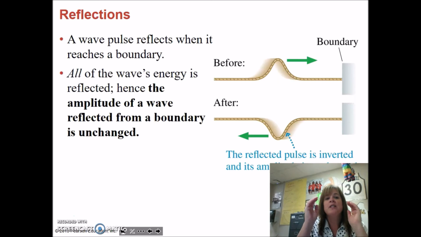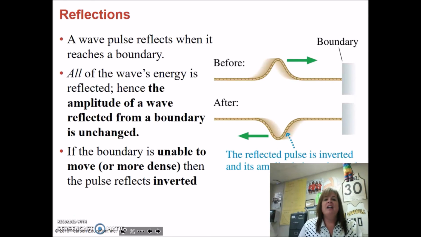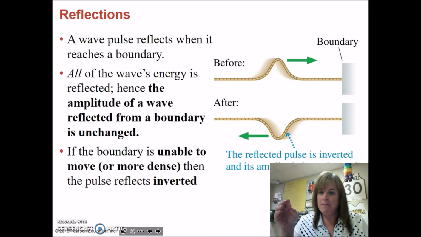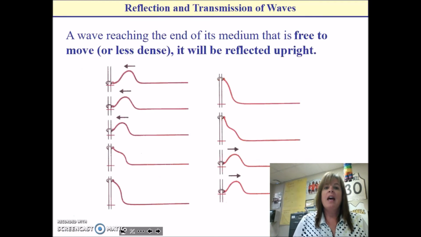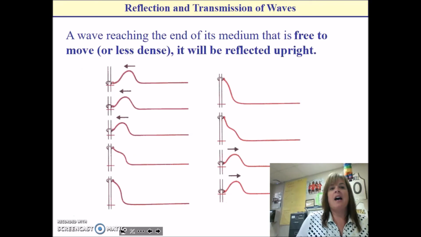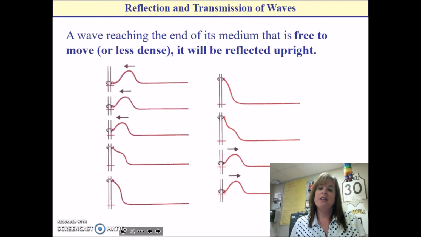But if the boundary is fixed, like here, like the string is tied to a wall, so it's unable to move, or more dense, harder to move, then when the pulse comes back, it inverts. Remember in the video I showed you with the slinky? Notice how it came back on the other side? Well, that's because the end was fixed. So anytime I hit a denser medium or fixed medium, I invert. I come back on the other side.